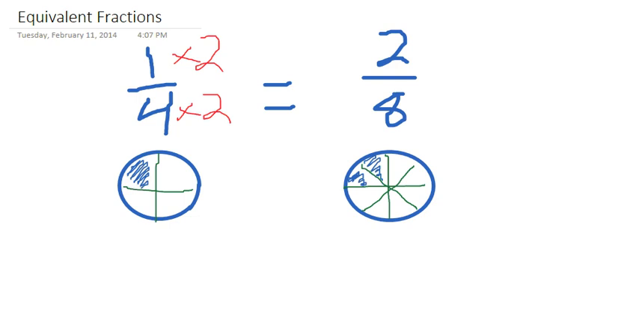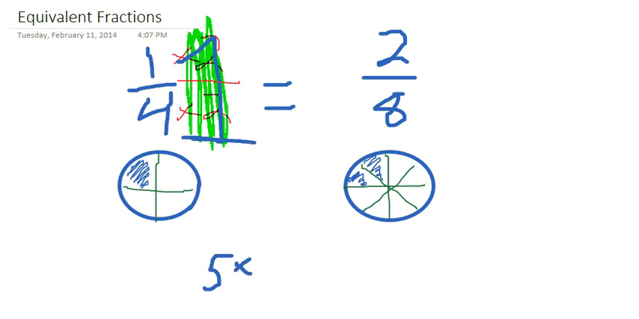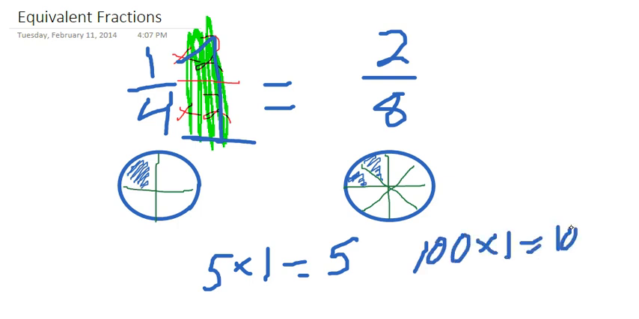But, big deal right here. Big, big deal. What does that 2 really mean? 2 over 2 is 1. It is absolutely the same thing as 1. Which makes sense. Because, what is 5 times 1? 5. What is 100 times 1? 100. Anything times 1 is the same amount.